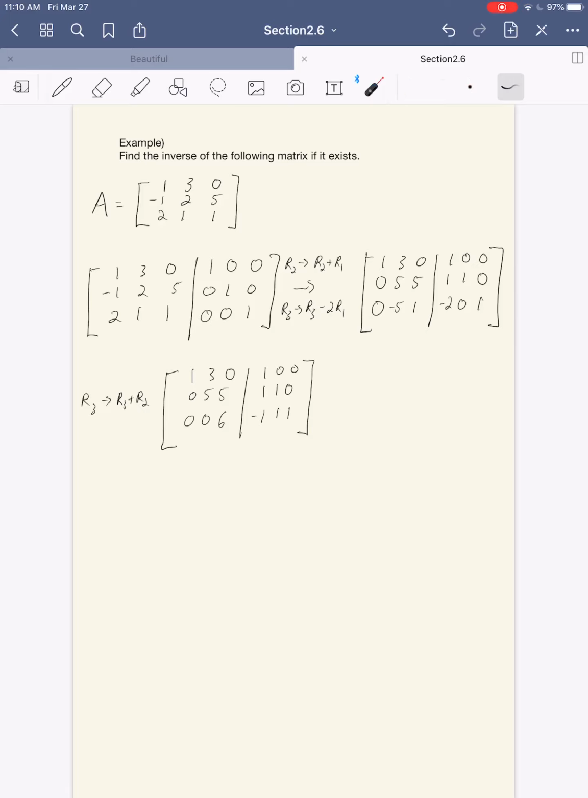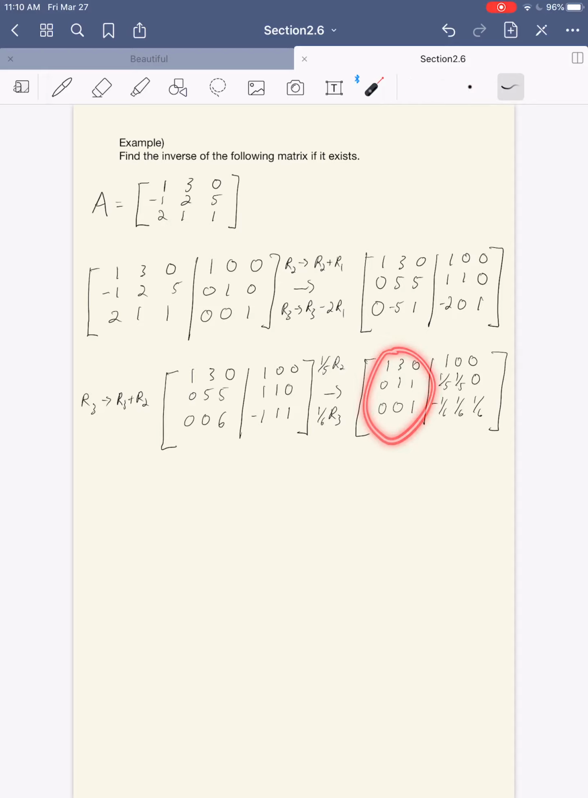Next, it probably is a good idea to divide through by 5 and divide this row by 6. So let's do those simultaneously: 1/5 row 2 and 1/6 row 3. It'll be a little ugly because we'll start getting fractions, but that's okay. 1, 3, 0, 1, 0, 0, nothing done there. Then it looks like we're going to have 0, 1, 1, and then 1/5, 1/5, 0. And then we're going to have 0, 0, 1, negative 1/6, 1/6, 1/6. Okay, so this is looking good.